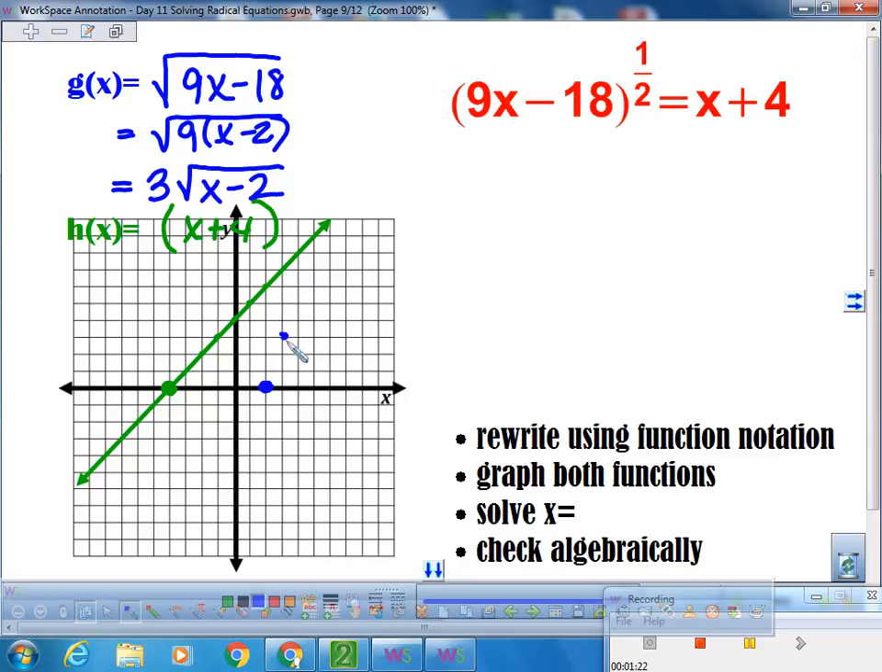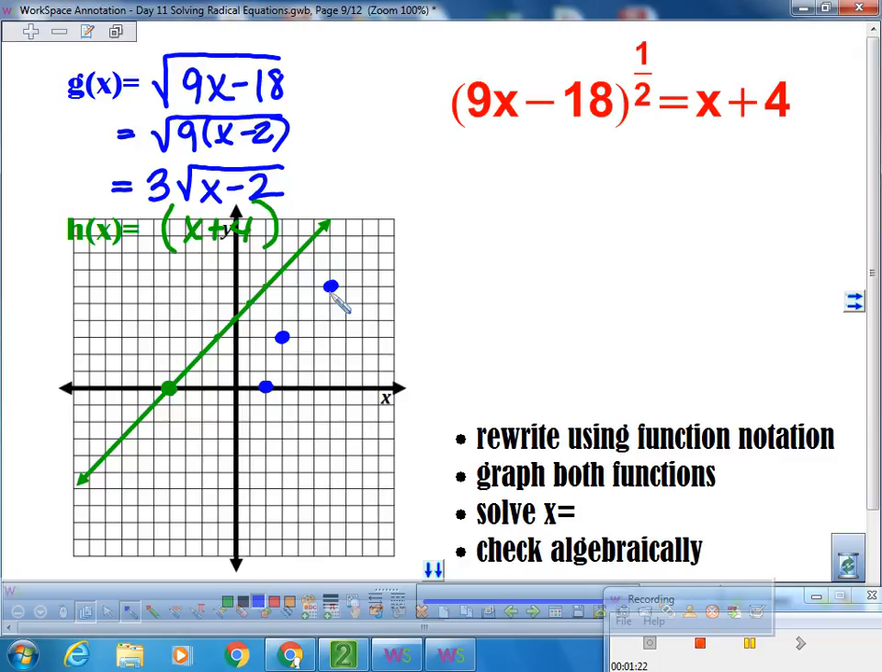1, 2, 3. The square root of 4 is 2. 1, 2, 3, 4, up 2. But I need to go 3 times 2, which is 6. 1, 2, 4, 5, 6. Looks like I need another one. I don't think it crosses either, right?